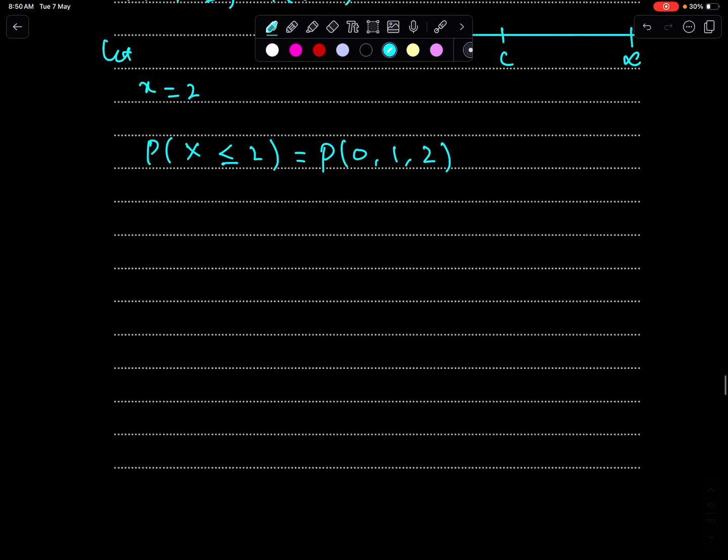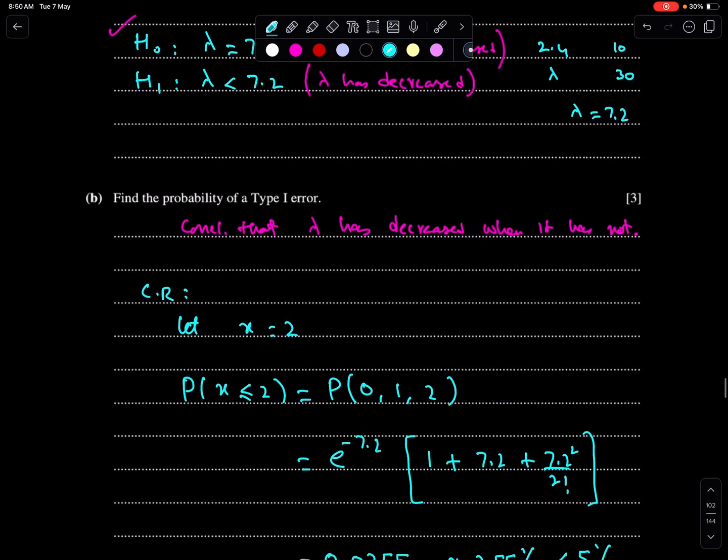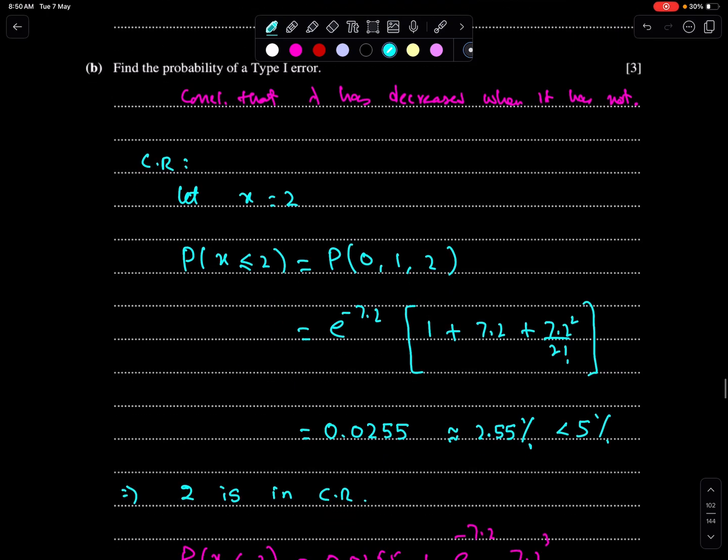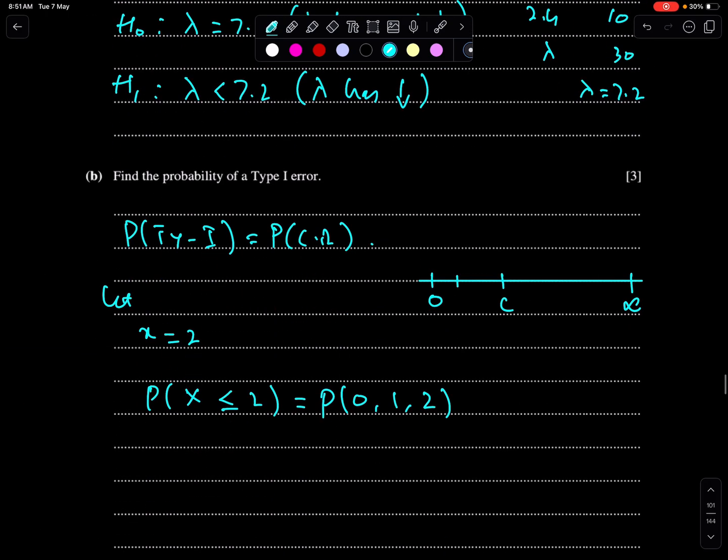In order to save time, I'm just checking the results. So x less than equal to 2 is 2.55%, which is less than 5%. So 2 is in critical region.